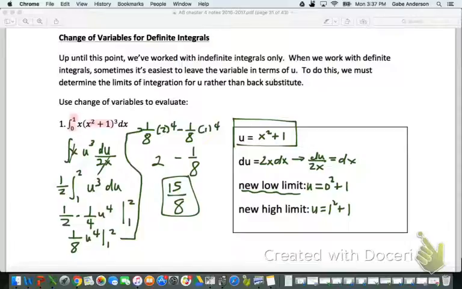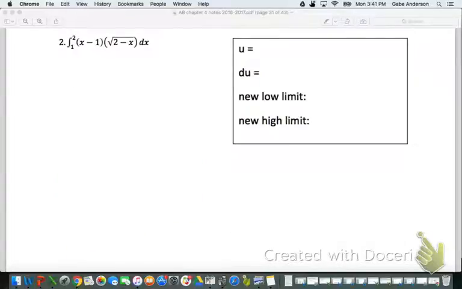All right, so we're going to move on now to number 2. With number 2, I invite you to do as much of the substitution as you can on your own.